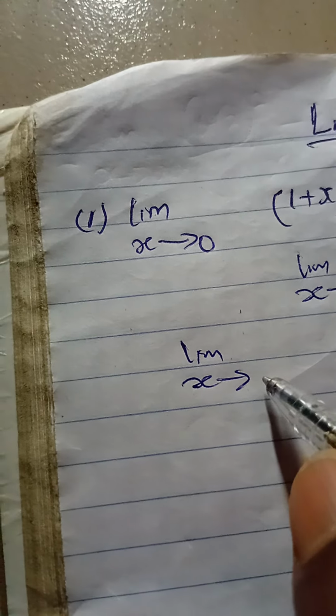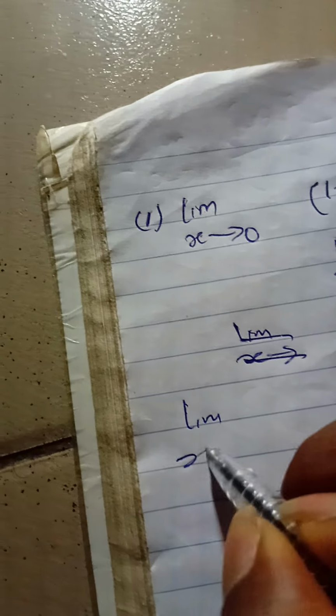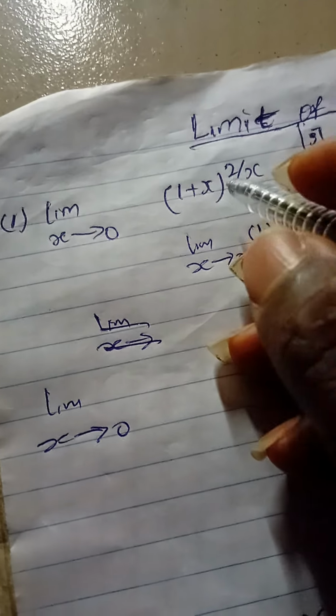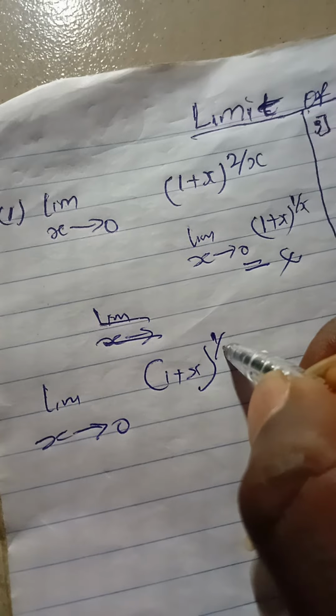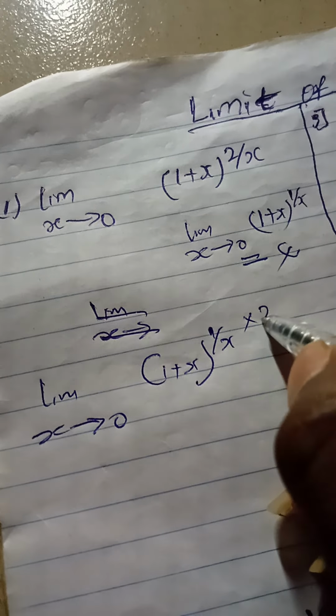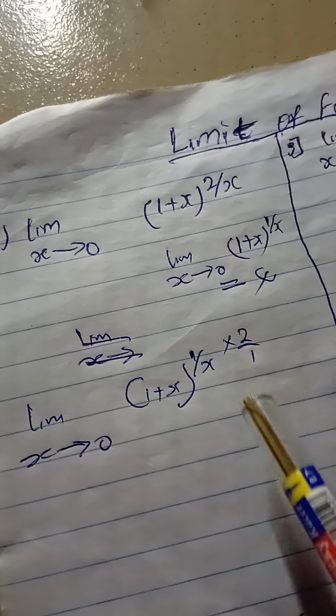We have another standard limit. When we get to that question, don't worry, the question is here. So without wasting much of our time, limit as x tends to 0. We are going to change this to (1 + x) raised to the power 1 over x, multiplied by 2 over 1. You know it's the same thing. Am I right? Isn't it? This is the same thing as this.